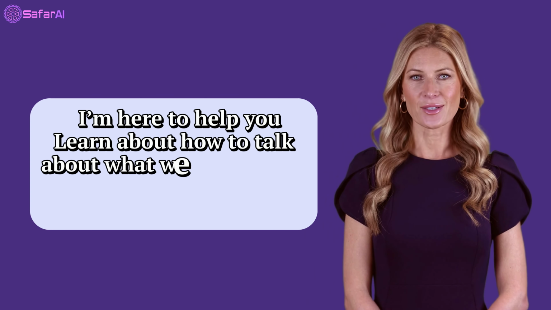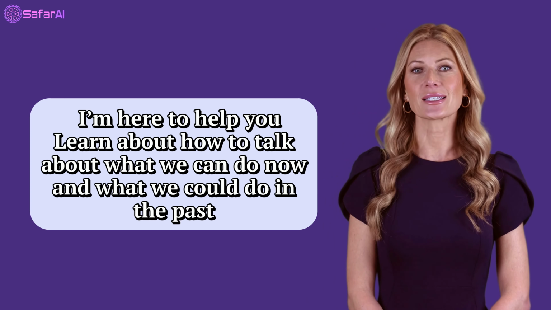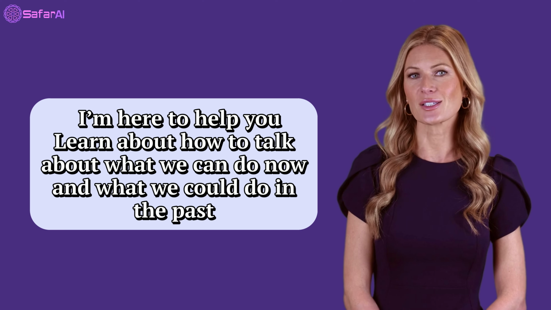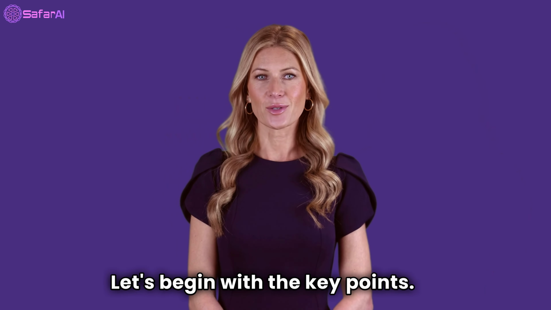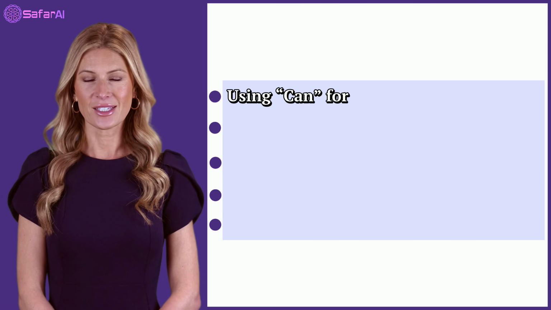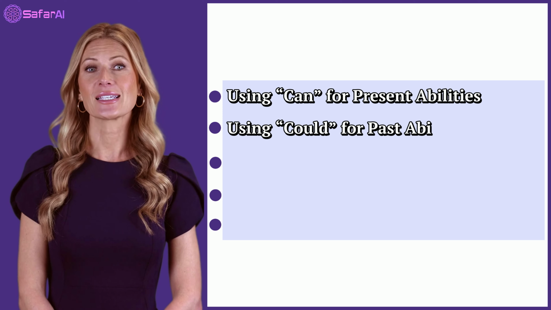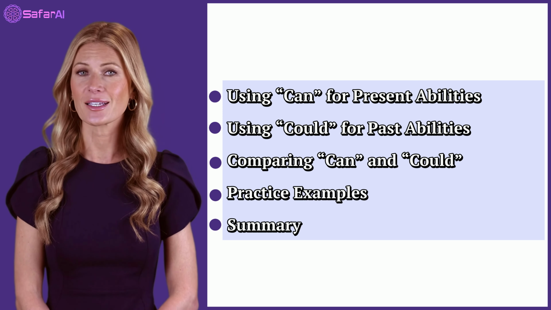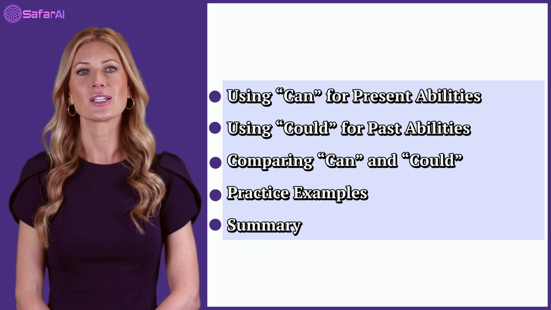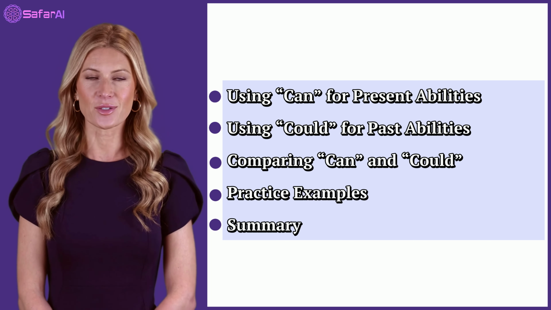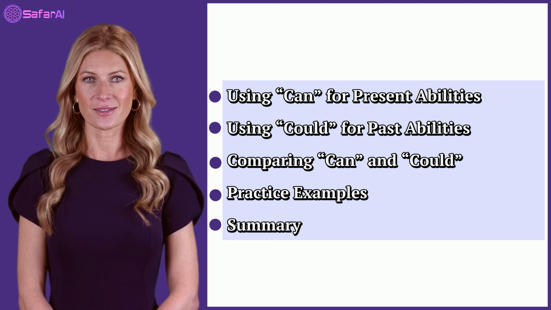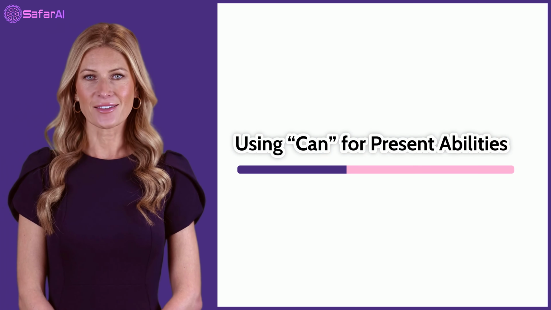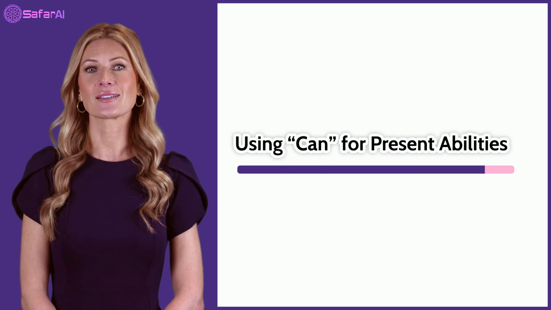I'm here to help you learn about how to talk about what we can do now and what we could do in the past. Let's begin with the key points. Using can for present abilities. Using could for past abilities. Comparing can and could. Practice examples. Summary.